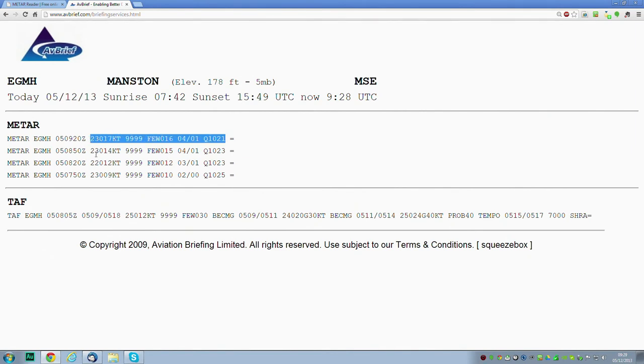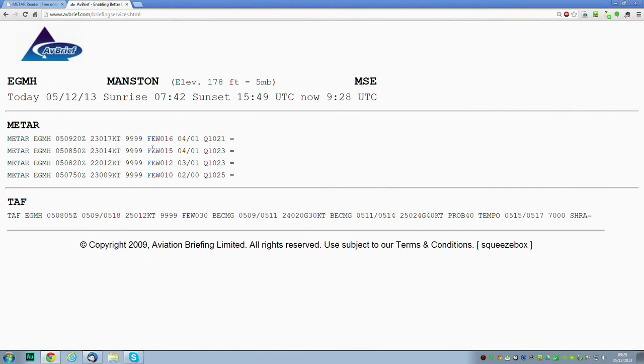So we're looking there, the winds are picking up a bit. They're still from 230 degrees. It's gone from 14 to 17. In fact, if you look at the last few, it's gone from 9 to 12 to 14 to 17. So you can see the winds are picking up in anticipation of the storm that's coming.